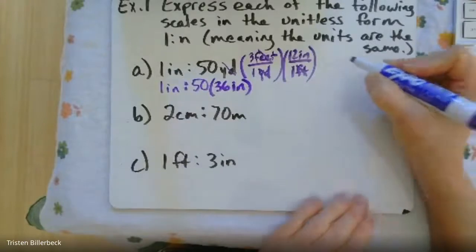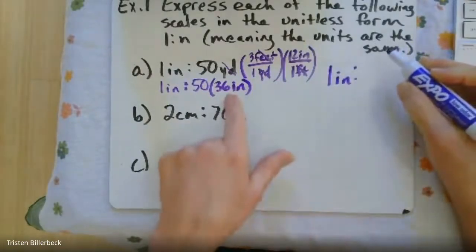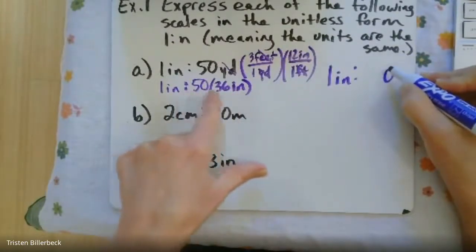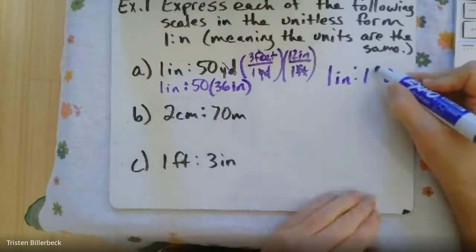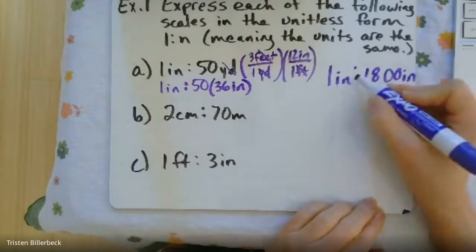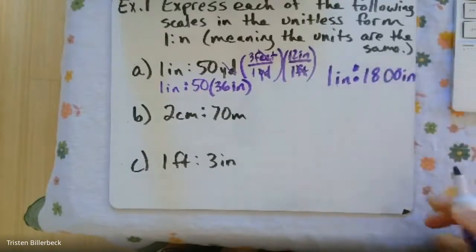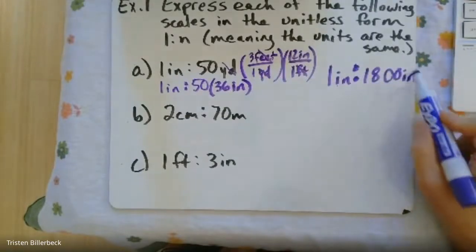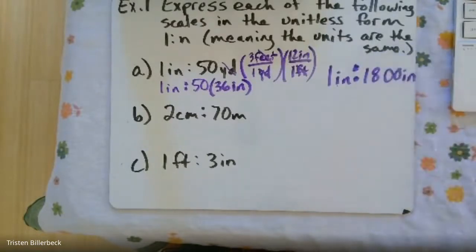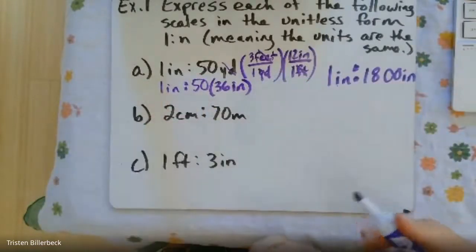So when we multiply that out, we have 1 inch equals, and 5 times 6 is 30. Carry a 3. 5 times 3 is 15, plus 3 is 18, and then we have an extra 0. So we have 1 to 1,800 inches. Now again, if I was doing a real plan, I probably wouldn't want such a huge number here. Our brains don't like thinking in such huge numbers. We like more tangible numbers like this.